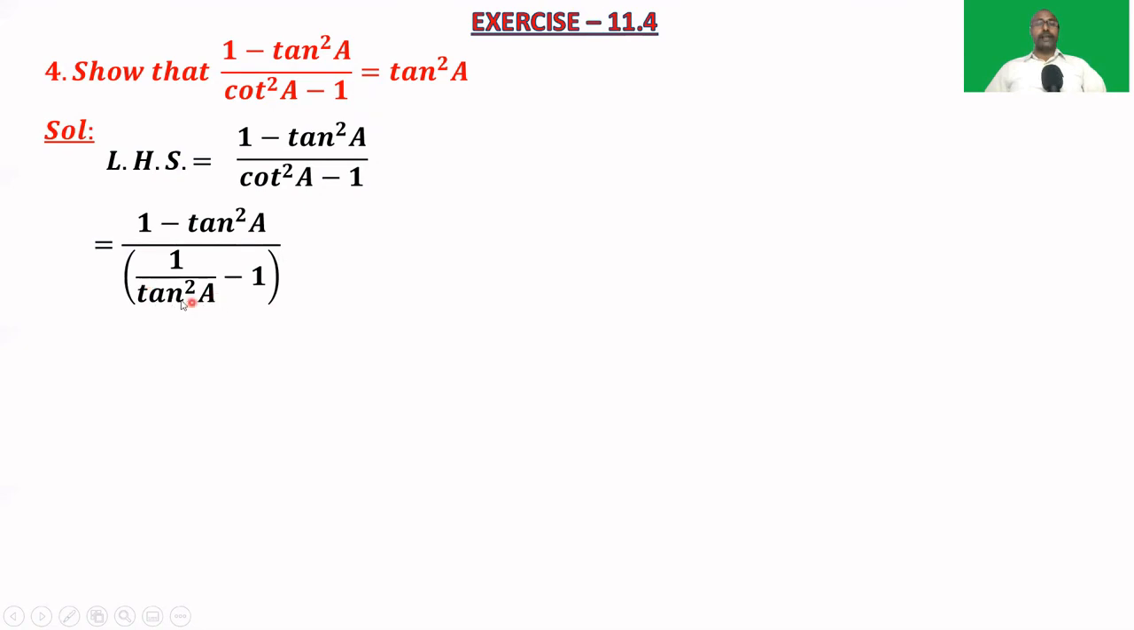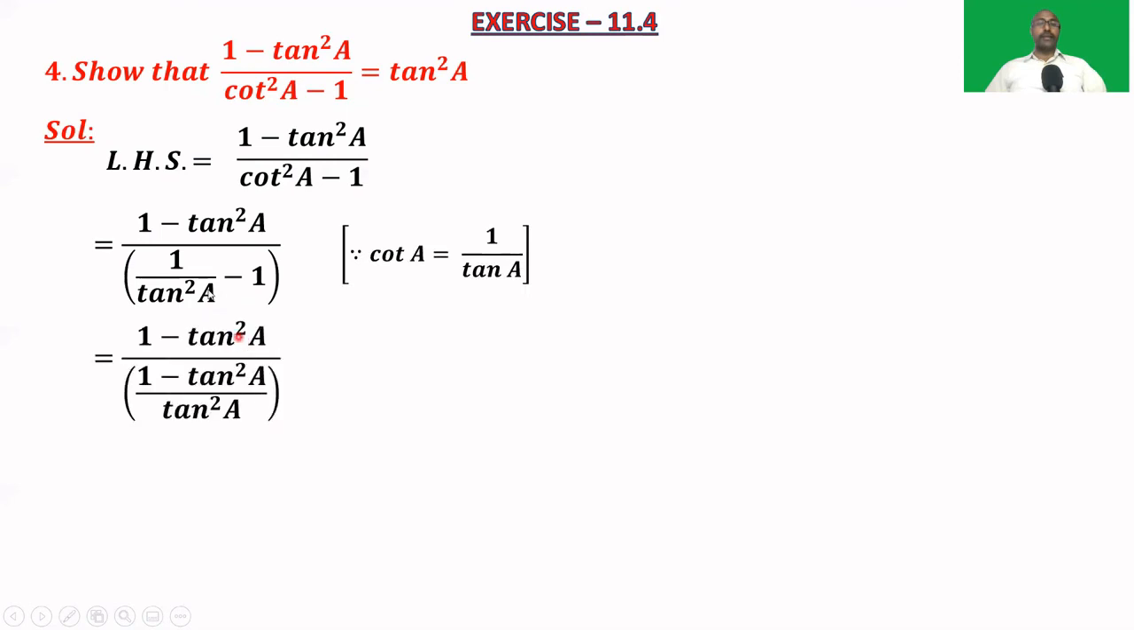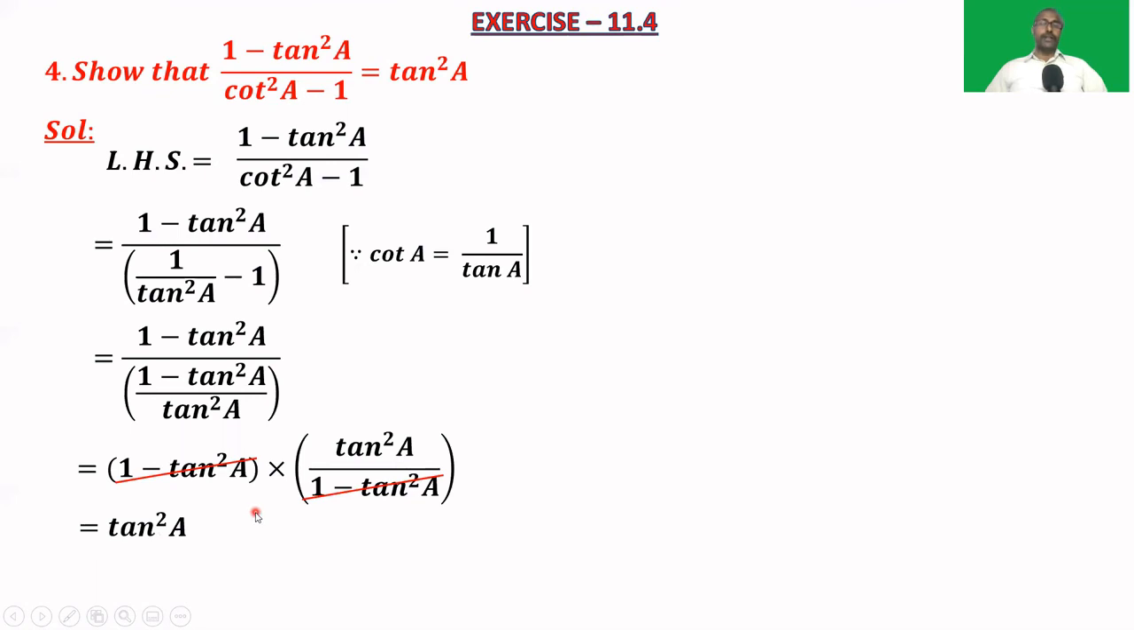Now by taking tan square A as LCM in this denominator, we get (1 minus tan square A) by ((1 minus tan square A) by tan square A), like this. So here we can write it as (1 minus tan square A) into tan square A by (1 minus tan square A), in which we can cancel 1 minus tan square A, like this. And now it remains with tan square A only. So this is our required RHS. So LHS is equal to RHS. Hence, we proved the given equation.